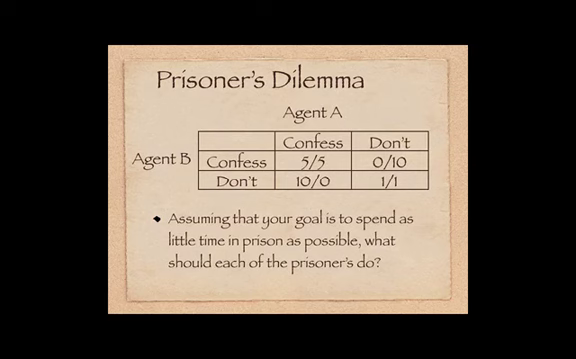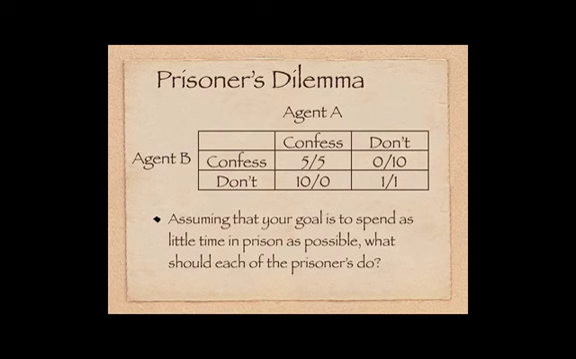Now, assuming your goal is to spend as little time in prison as possible, what should each of the prisoners do? What's interesting about the prisoner's dilemma is that the completely rational thing to do is not the optimal thing to do. You don't get the best outcome by looking out for your self-interest. So in the case of Agent A, what should they do? You might say, well, don't confess. If you remain silent, and Agent B remains silent, then you're going to spend the least amount of time in prison. Except you're not going to spend the least amount of time in prison, because it's rational for A to confess. The worst case scenario that you get by confessing is 5 years.